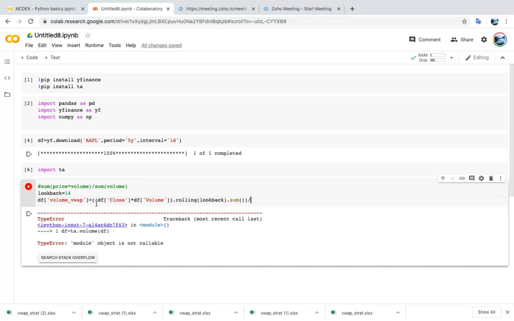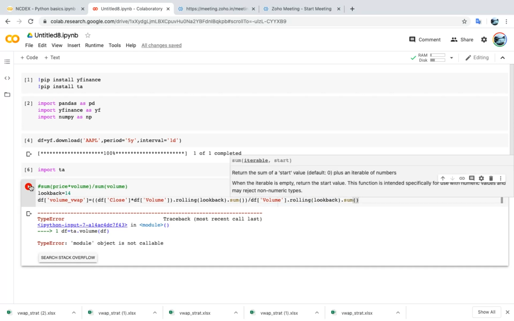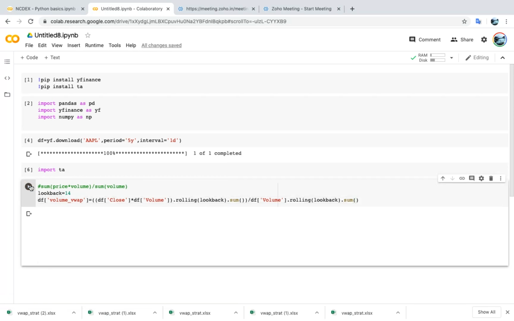So next, what is the rest of the formula? We have to take DF volume and sum it. No, before summing it, we have to do the rolling for the last 14 days, that is look back. And then we need to sum it. Let us try to run and see whether it runs or not.